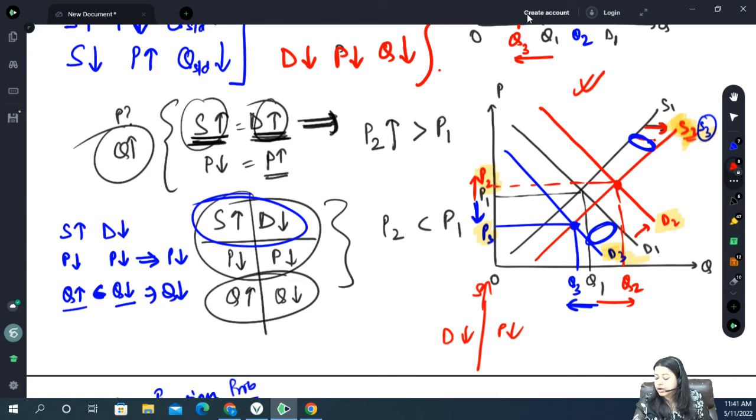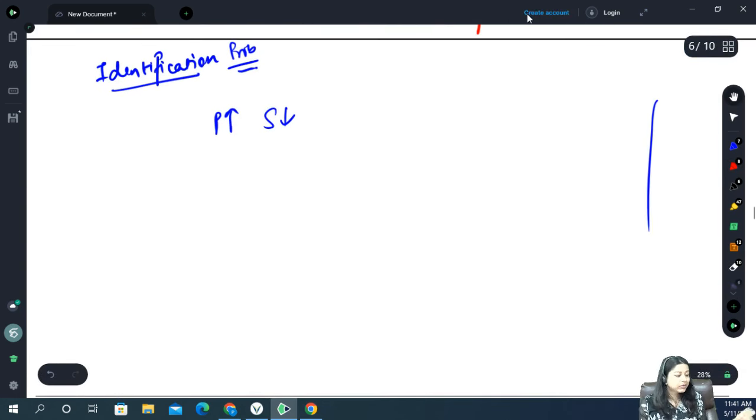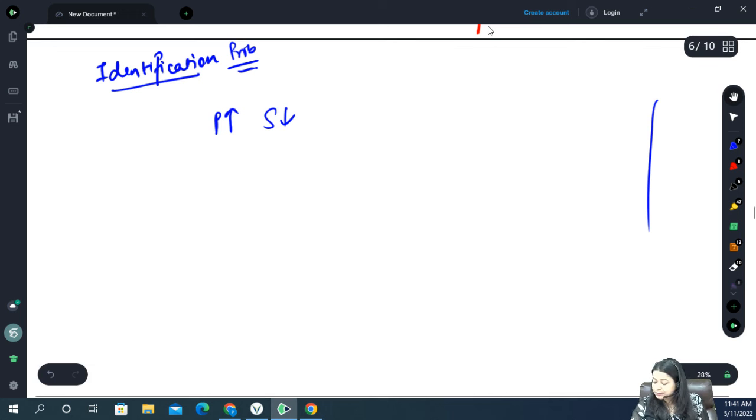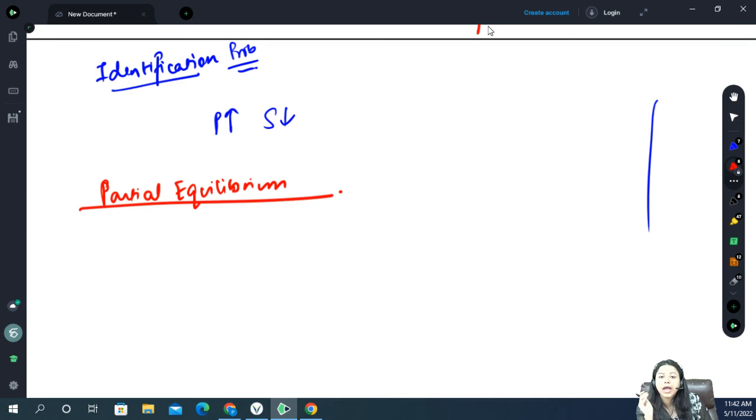Now, if you have your compilers, we'll end chapter 3 today, just a few very small topics. So there is something called partial equilibrium, which I was talking about earlier. See, when we are saying equilibrium price, equilibrium quantity, I mean to say that this is the price at which the entire market is clearing.